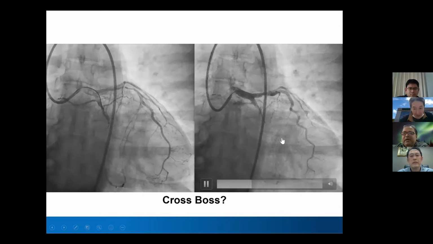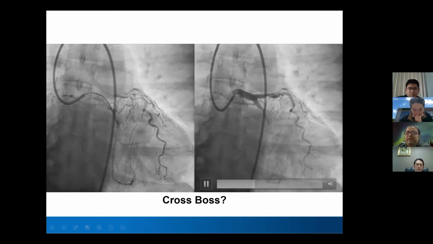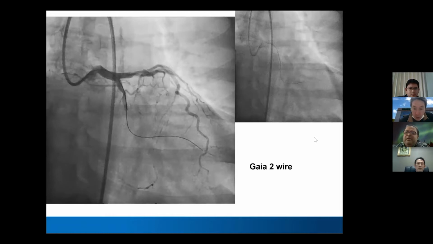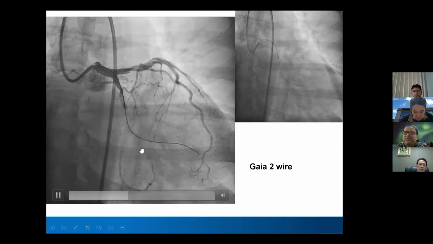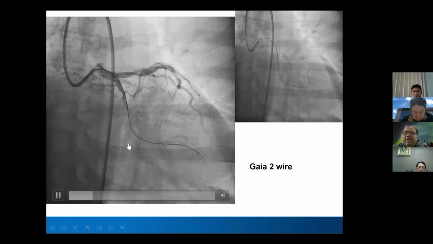So we went back to trying antegrade with the Jose microcatheter. After multiple attempts, we finally managed to go into one of the branches. We had to switch from an XT-A to a Gaia 2 wire. But subsequently we had trouble going into the main branch of the circumflex. We couldn't direct the wire down.